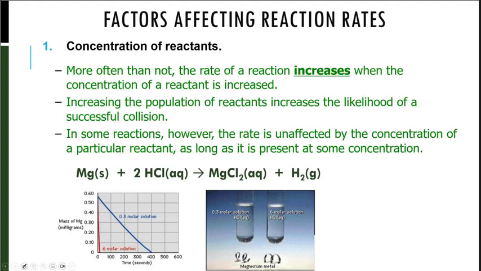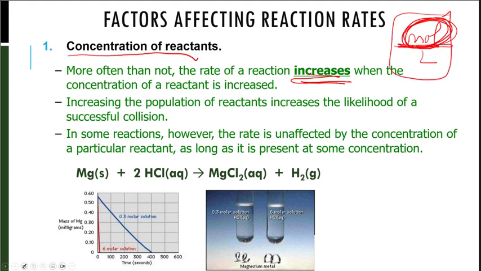Let's look at the first one, the concentration of the reactants. More often than not, the rate of the reaction increases when the concentration of the reactant is increased. We know that concentration is measured in moles per liter. Moles tells us how many particles, right? If I have 1 mole versus 2 moles, that means I have 6.02 times 10 to the 23rd more particles in that substance. And if I have 4 moles per liter as opposed to 8 moles per liter, I have a greater population of reactants.